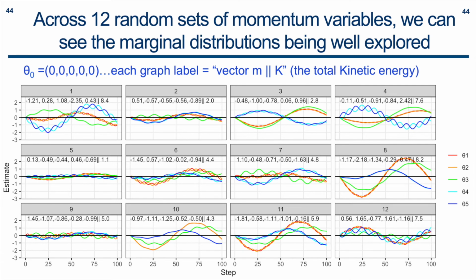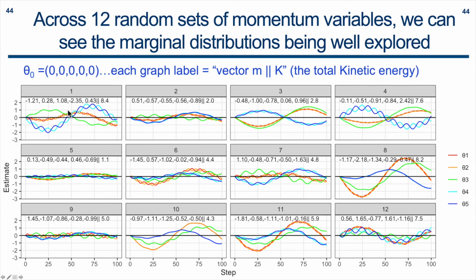Now we're going to look at 12 random sets of momentum variables just to start looking at how this Hamiltonian Monte Carlo behaves. In each of these 12 situations, we're going to start initially from the posterior mode. So each of our 5 parameters here, theta 1, theta 2, theta 3, theta 4, theta 5, are all starting at 0, but they're being given different momentum variables in each of these graphs.